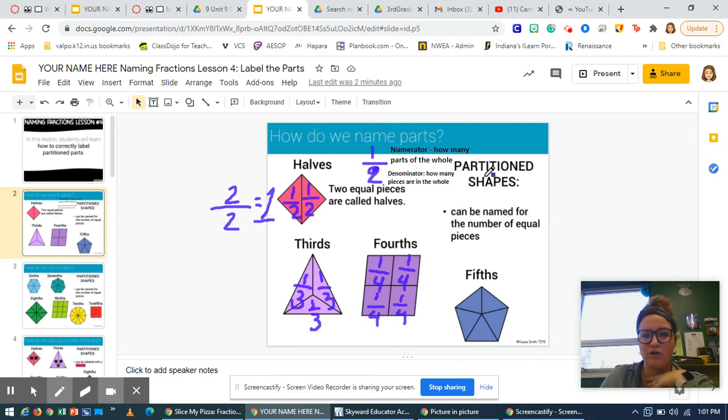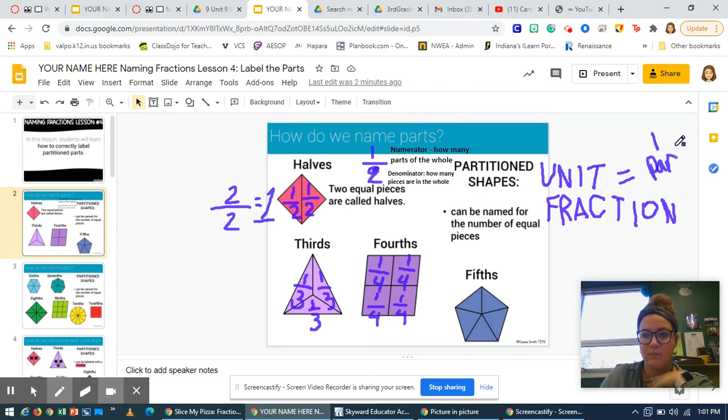Anytime that you guys have a fraction that has a 1 in the numerator, we call that a unit fraction. So a unit fraction is just 1. So the unit fraction for fourths would be 1/4. And we'll work on that word a little bit more as we continue with this unit. So a unit fraction is just 1 part.